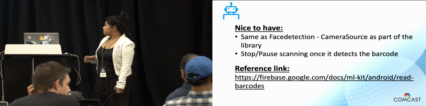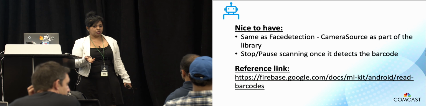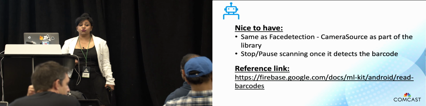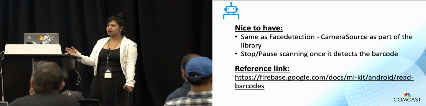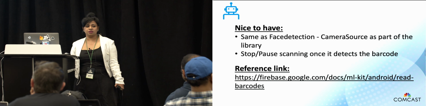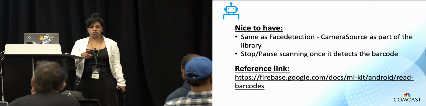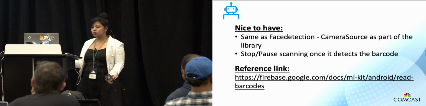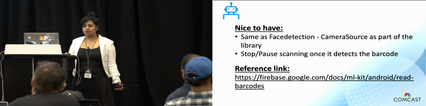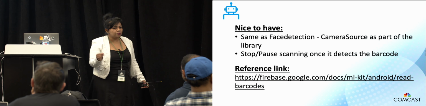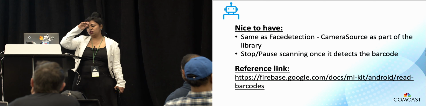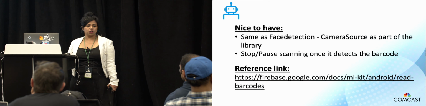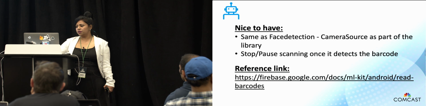So what is the nice to have? I felt the same as face detection. The camera source is not part of the library. And also, the scanning is really, really fast. So when we implemented it, once you scan, you're supposed to launch a fragment. It kind of launched a fragment five times. So you might have to add a check to stop scanning and do it. My thing is if it can pause for a few seconds, or a few milliseconds, and then scan the same barcode, it would be nice, so that we don't have to add that check. And here's a reference link, you can use the Firebase link, and it's straightforward. Let's go to the next one.